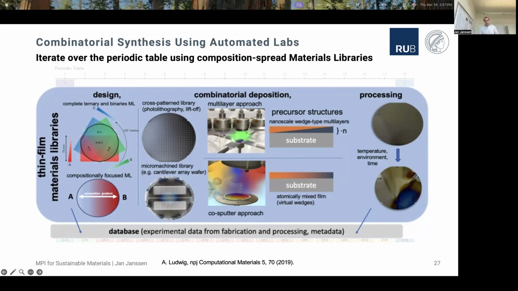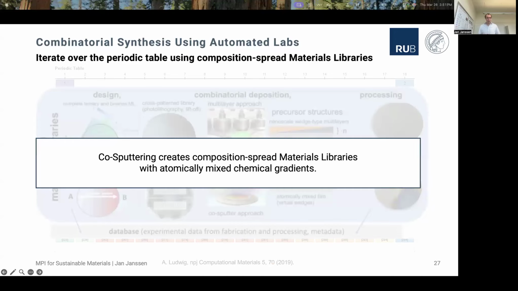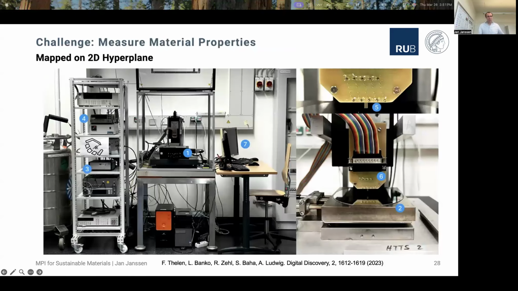And what the group of Alfred Ludwig developed is this kind of co-sputtering approach to really get fully mixed thin films already in one step by sputtering from multiple elements at the same time. Right, so this co-sputtering really gives us these nice chemical gradients, which then allows us to iterate over the whole periodic table by having all the mix in there. Right, so then the next step is how do we measure these kind of wafers with the chemical gradients.